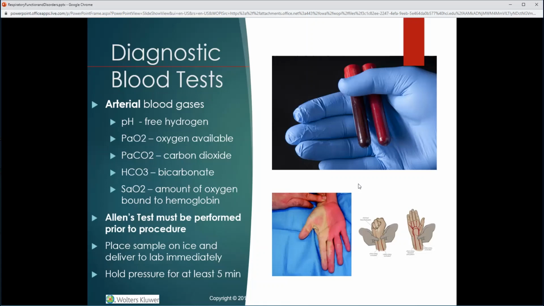I've drawn plenty of ABGs working in the ER, but in every hospital, usually the respiratory therapist will draw your ABG. So you don't necessarily need to know how; all it is is sticking the needle in the artery. It's not rocket science. But you do need to know as a nurse, even if you're not doing the test, that Allen's test is performed beforehand.